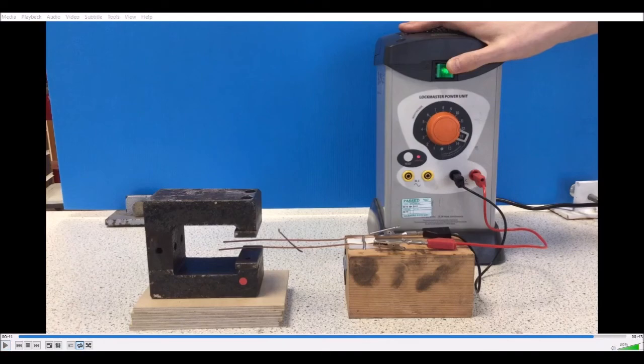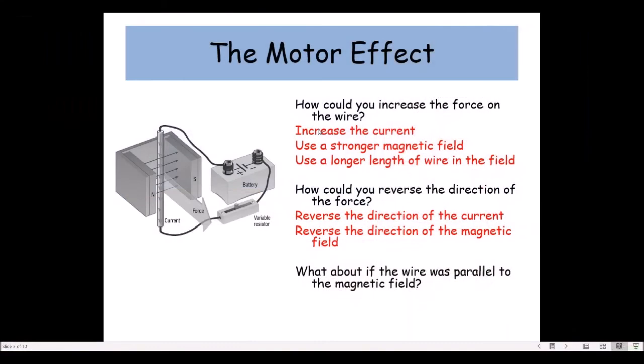Let's go back then to our final question. Our final question was, what about if the wire was parallel to the magnetic field? Now this would be quite hard to achieve, but if this wire, instead of going vertically down through the magnetic field, actually was going along in the same direction as the magnetic field, the answer actually is that no force would be experienced.